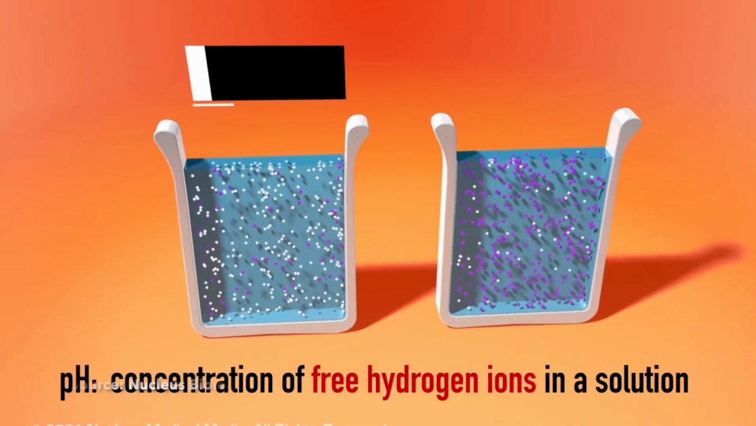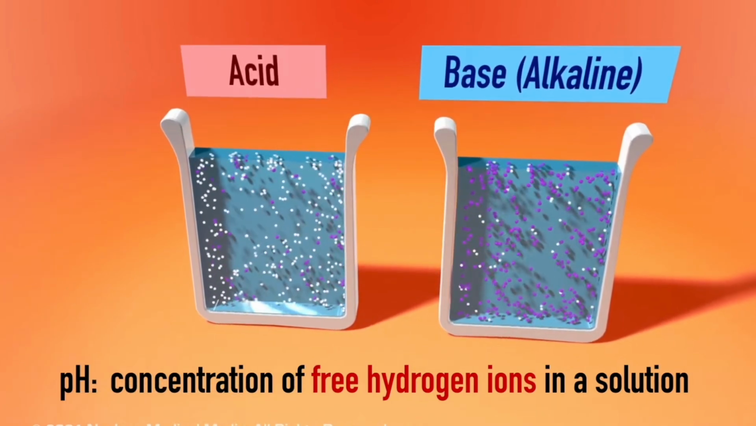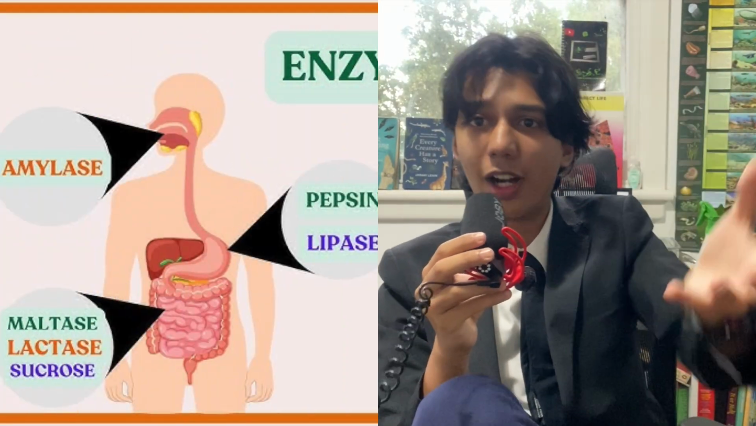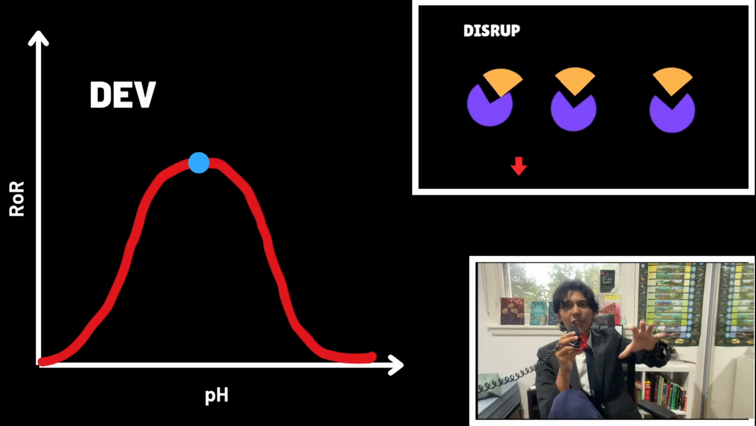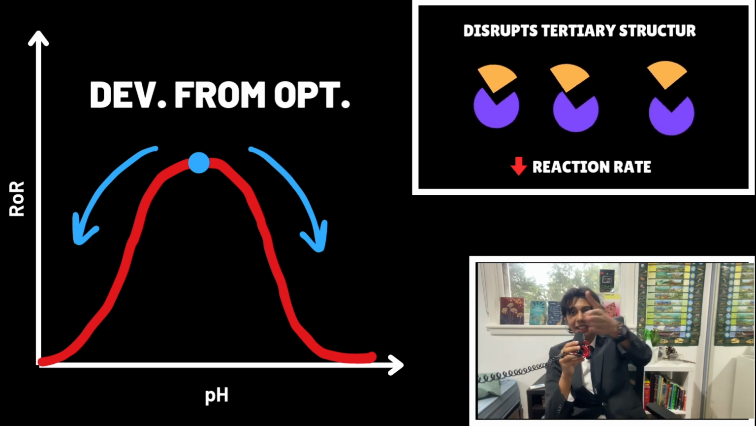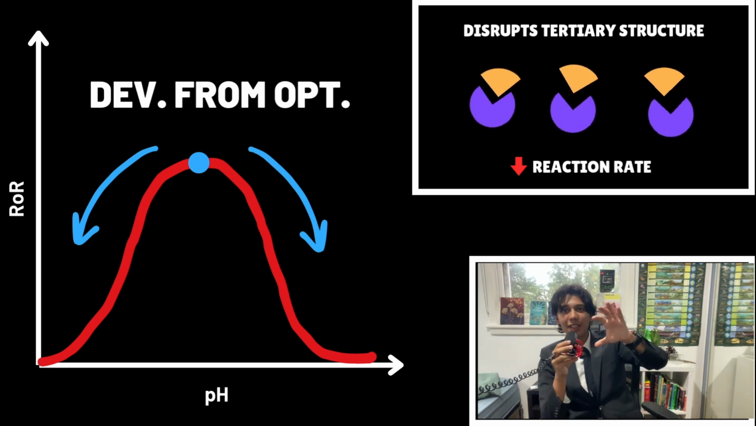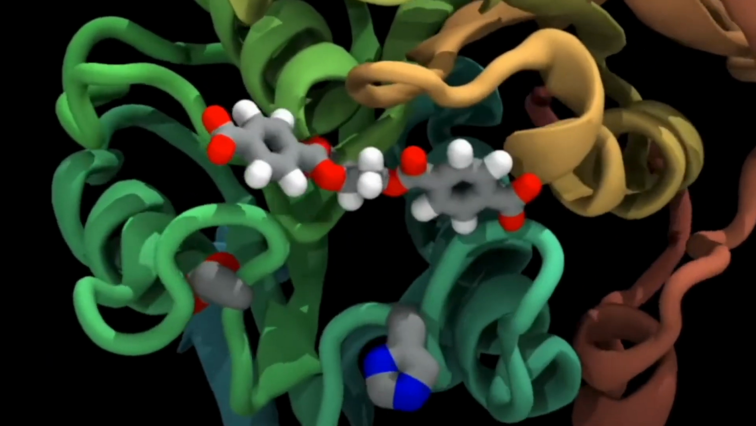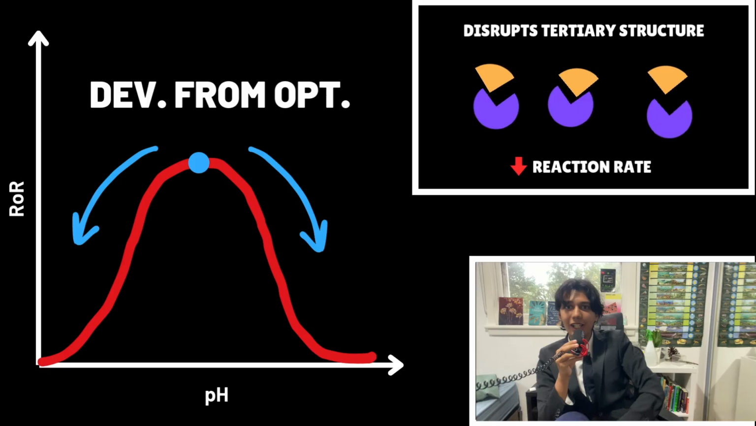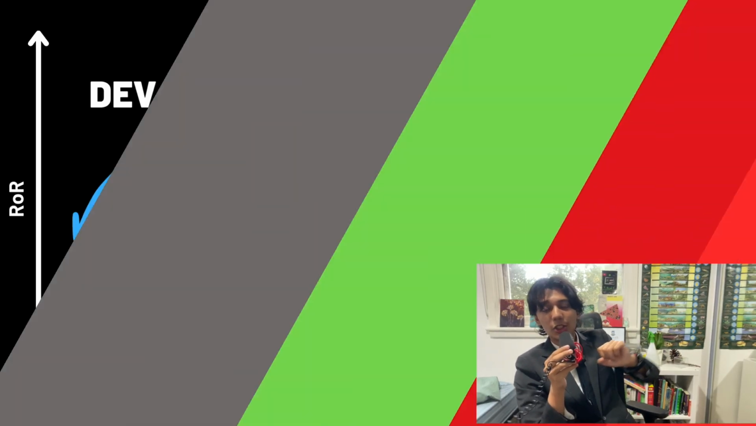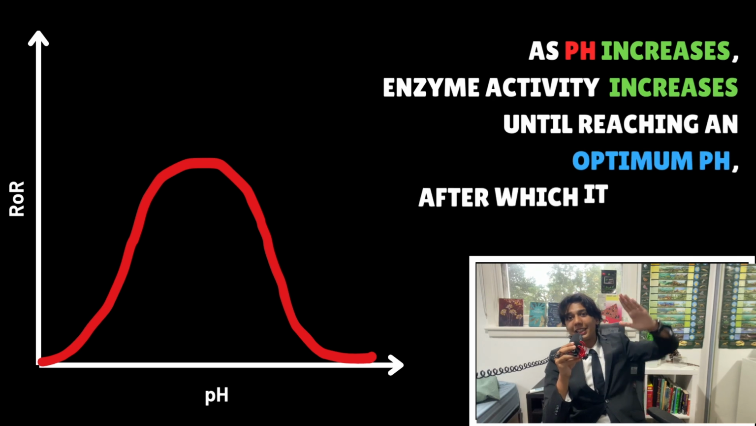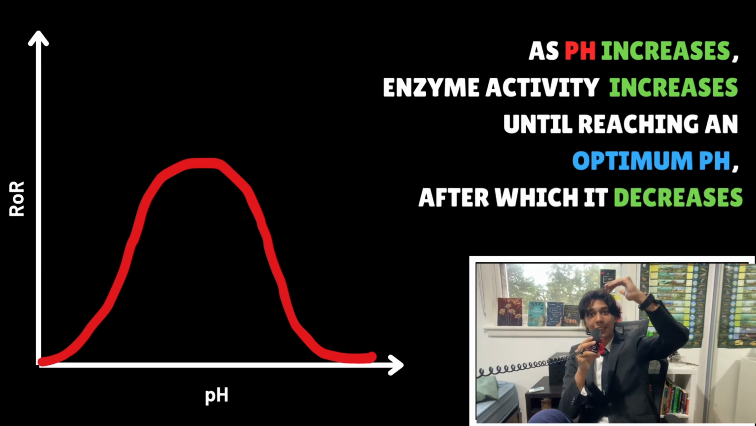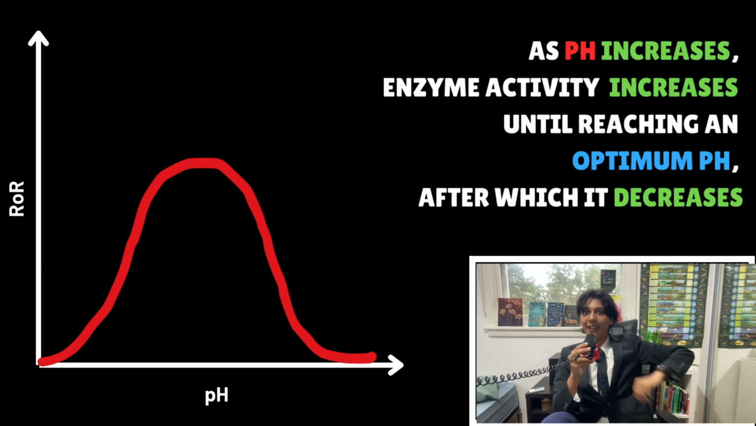The same trend can occur for pH. What's that? It's the concentration of hydrogen ions in the solution. Every enzyme resides in a different environment in the body. That's the pH at which the enzyme functions best. If the pH is too high or too low, basically deviating from the optimum, the enzyme activity decreases. Hydrogen ions alter the way the proteins fold to make the enzyme, disrupting its tertiary structure. Thus, the enzyme denatures. So, as the pH increases, the enzyme activity will also increase until it reaches an optimum, after which it decreases back again.